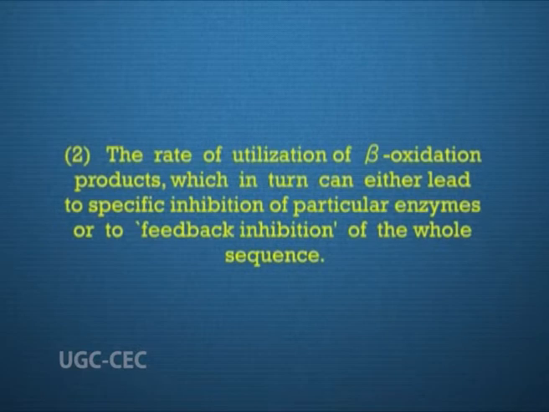Number 2, the rate of utilization of beta oxidation products, which in turn can either lead to specific inhibition of particular enzymes or to feedback inhibition of the whole process. The concentration of unesterified free fatty acids in plasma is controlled by glucagon, which stimulates, and insulin, which inhibits, the breakdown of triacylglycerols in adipose tissue stores.